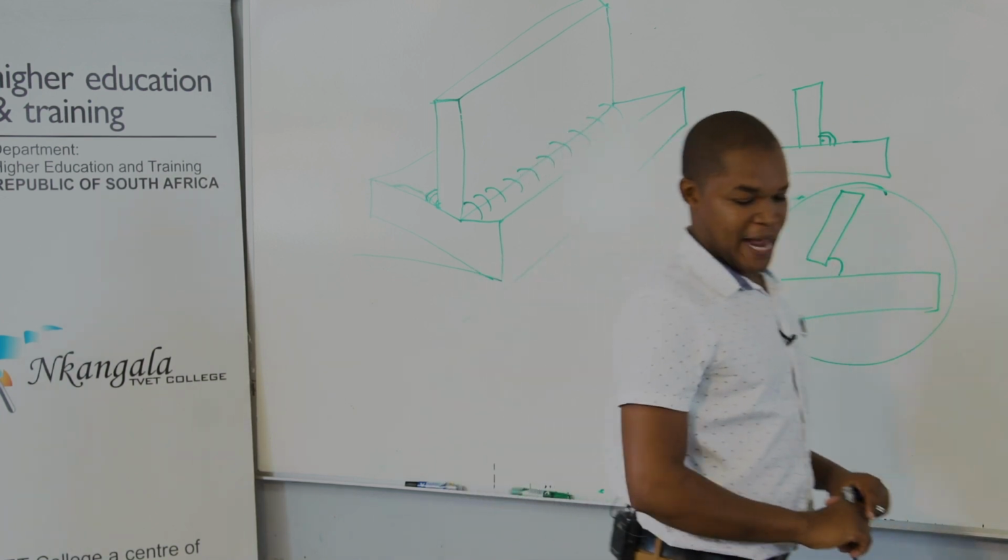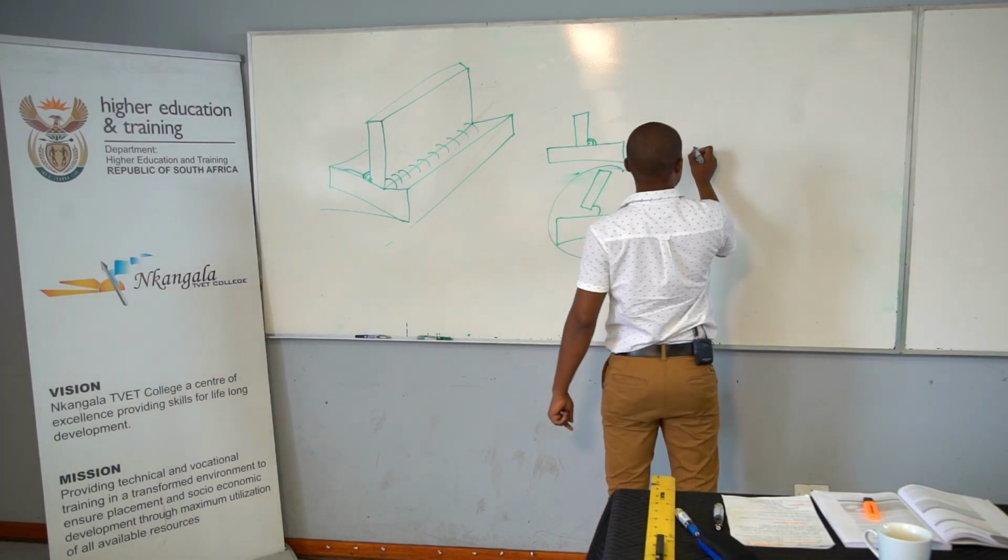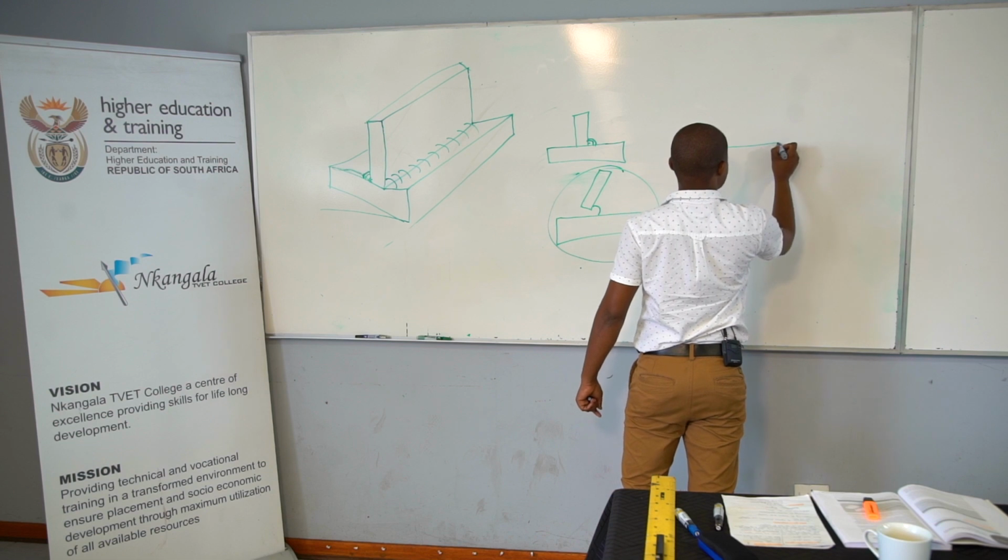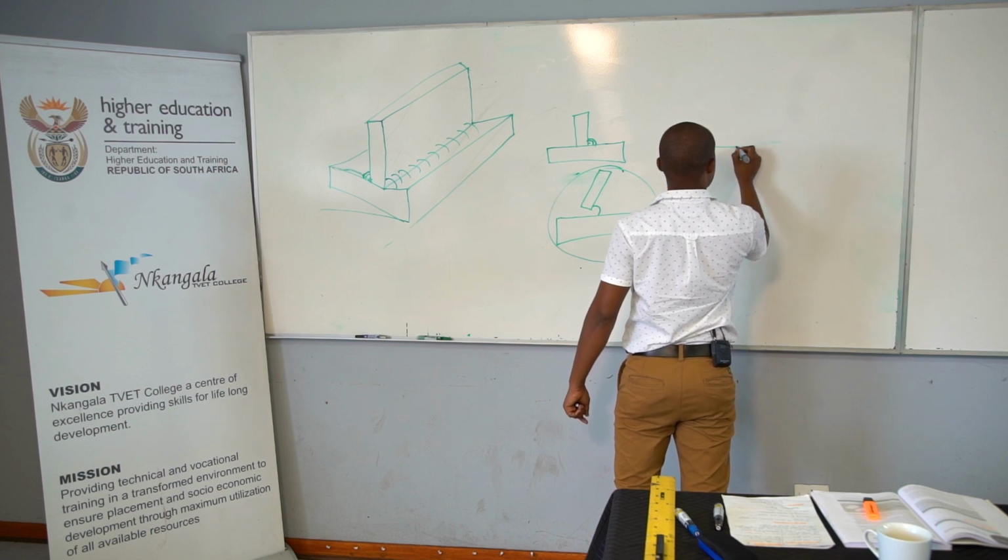What happens on the bars? On the bar weldings, this is what is going to happen. Now this is a square bar.